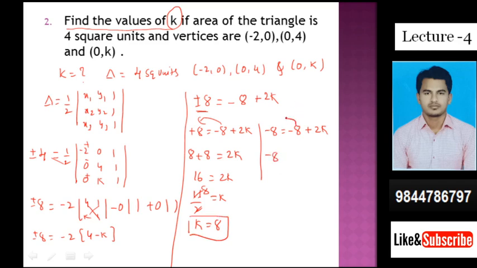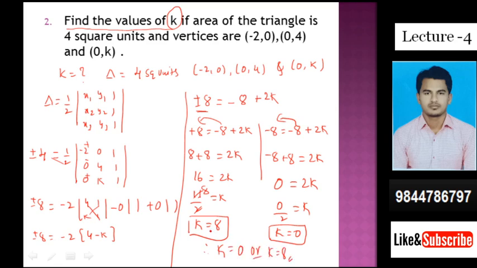Minus 8 shifted into LHS, that should be plus 8 equal to 2k. Minus 8 plus 8 is 0, 2k. 0 by 2 equal to k, k equal to how much? 0. Therefore, we get the value k is equal to 0 or k is equal to 8.